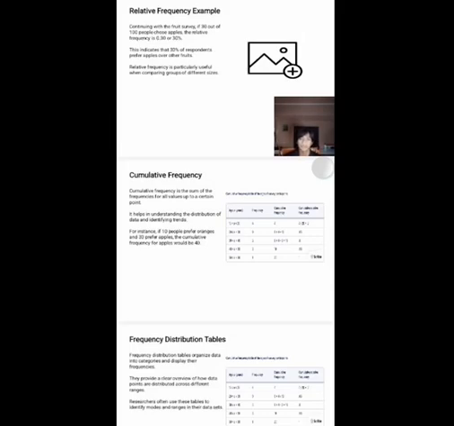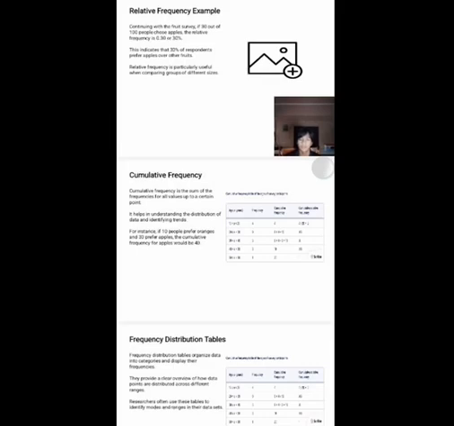Cumulative frequency. Cumulative frequency is the sum of the frequencies for all values up to a certain point. It helps in understanding the distribution of data and identifying trends. For instance, if 10 people prefer oranges and 30 prefer apples, the cumulative frequency for apples would be 40.